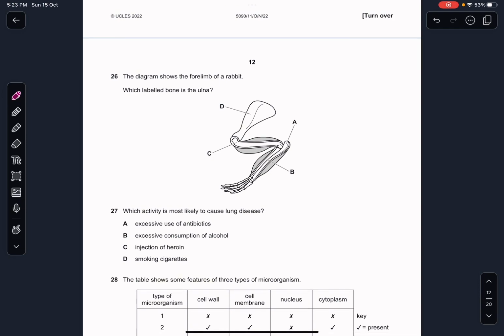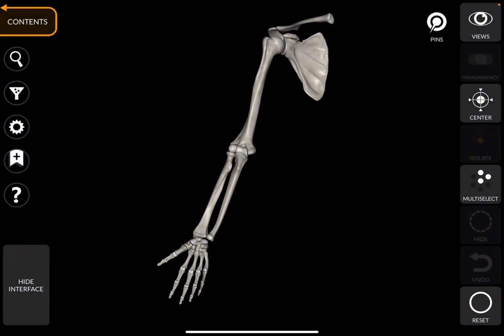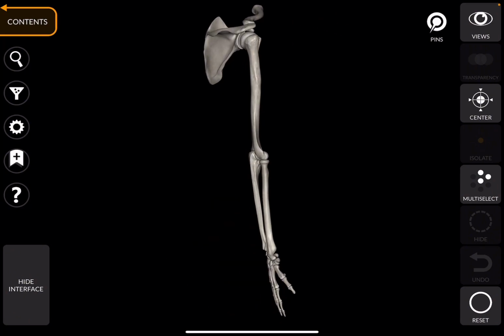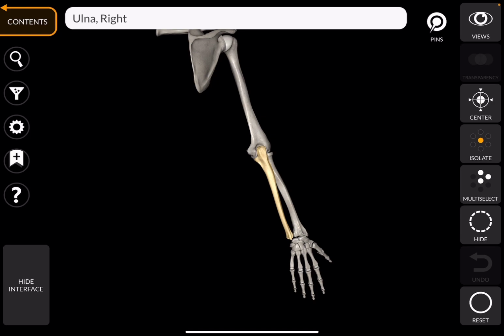Okay, now the diagram shows the forelimb of a rabbit. Which labeled bone is the ulna? Now for this, I'd like to show you something. This is a human arm, and this is the ulna.